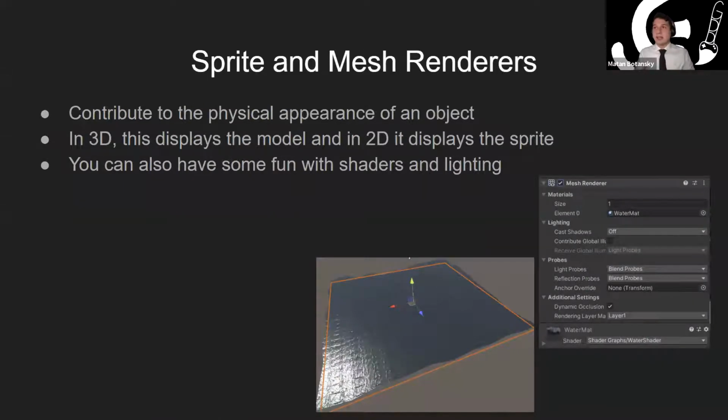Next is the Sprite and Mesh renderer, which is the last component I think that we're going to talk about in detail here. They just contribute to the physical appearance of an object. If you have a mesh renderer, you can see the object. If you don't have a mesh renderer, you can't see the object. In 3D, it contains the model, and in 2D, it contains the sprite. It can also include shaders and materials and all these different things that you can play with and make really anything in Unity. It's also very easy in Unity to import models from other programs and use them over and over again.